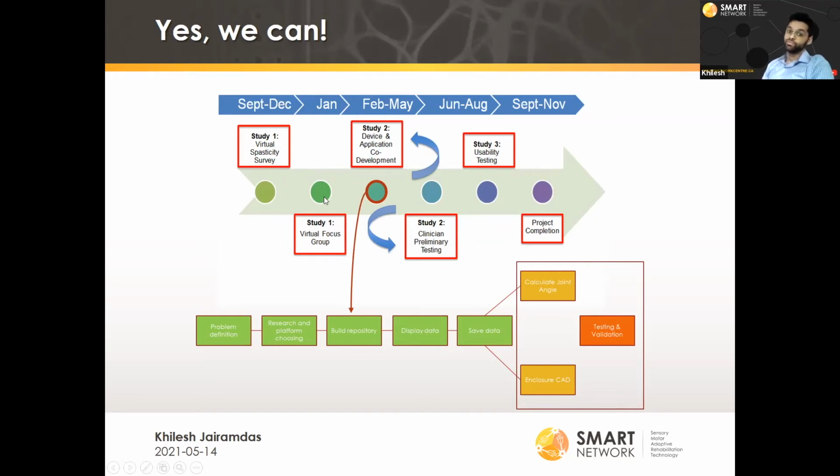We held a couple of focus groups, and we're squarely in this third phase now, which is device and application co-development. So zooming into this phase right now, this is where we are, and this is where I'm working. We worked on the problem definition. We chose a platform to develop the software on. I've built the repository, and I have a minimum viable product now that can display the data in real time.